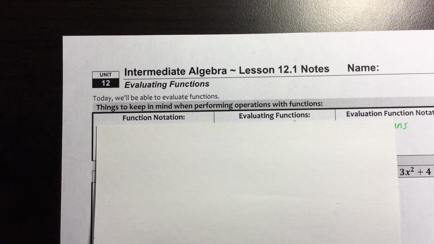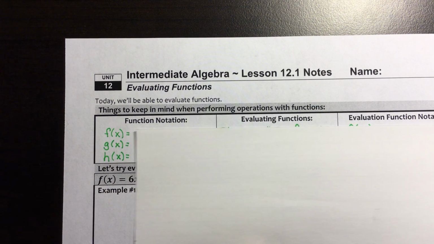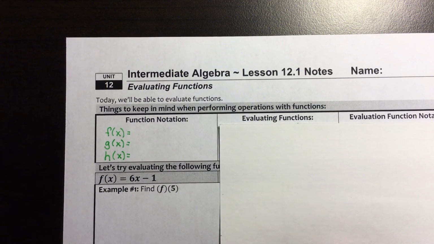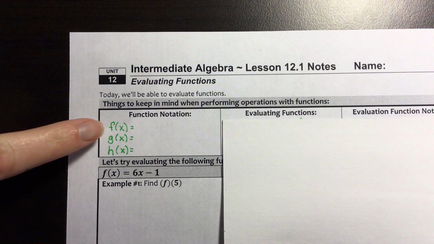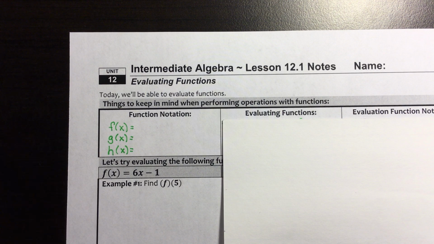At lesson 12.1 today, which is evaluating functions. So first off, what is function notation, and then what does evaluating functions mean? Function notation is just a fancy way to say y equals. So f of x equals, we've seen that a whole bunch before. It means y equals whatever the second side of that equation is.